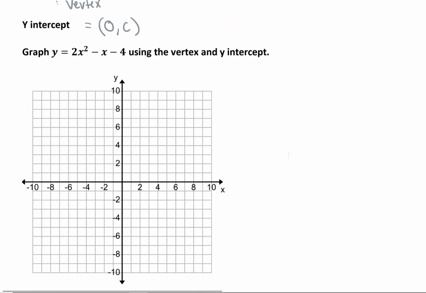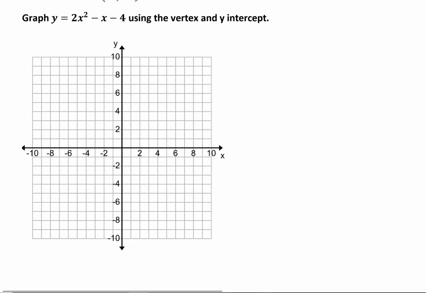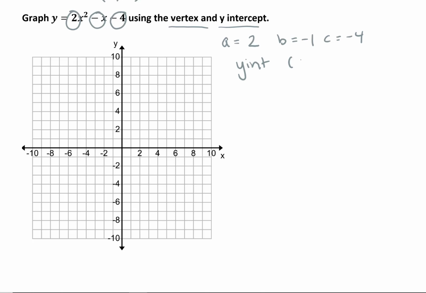So let's look at an example. We're given y is equal to 2x squared minus x minus 4. We're going to graph using the vertex and the y-intercept. Let's first identify our a, b, and c value. A is always paired with x squared, so it's 2. B is always paired with x, so in this case it's -1. And c is our constant. Voila, we've already found our y-intercept.